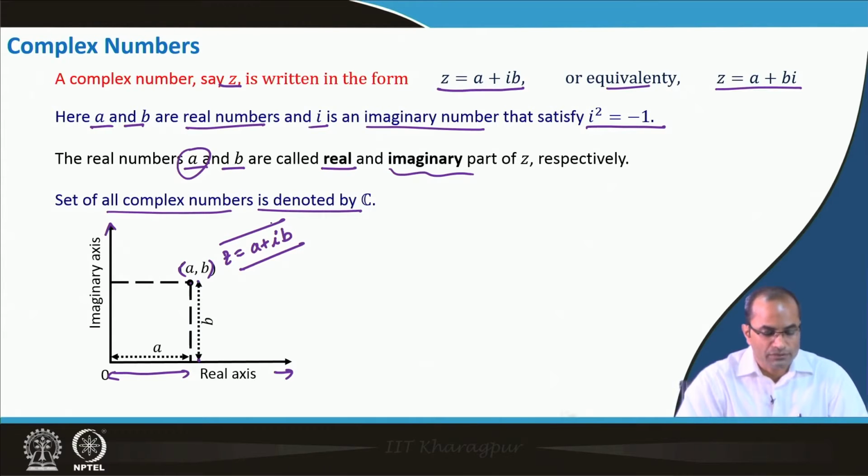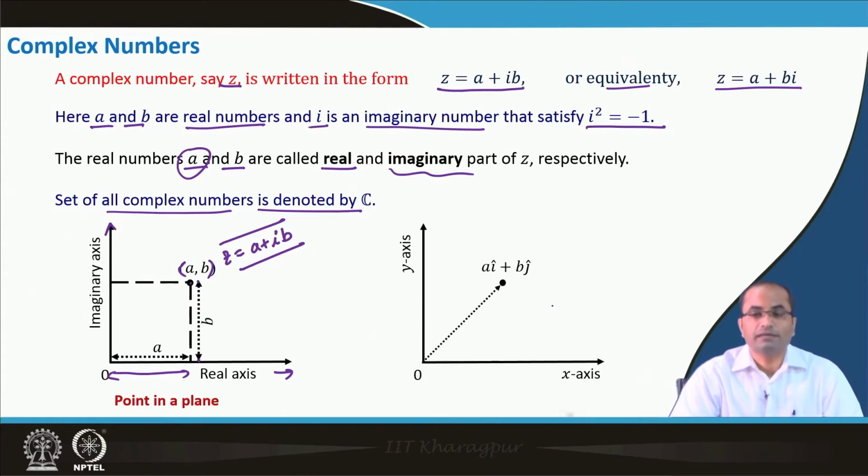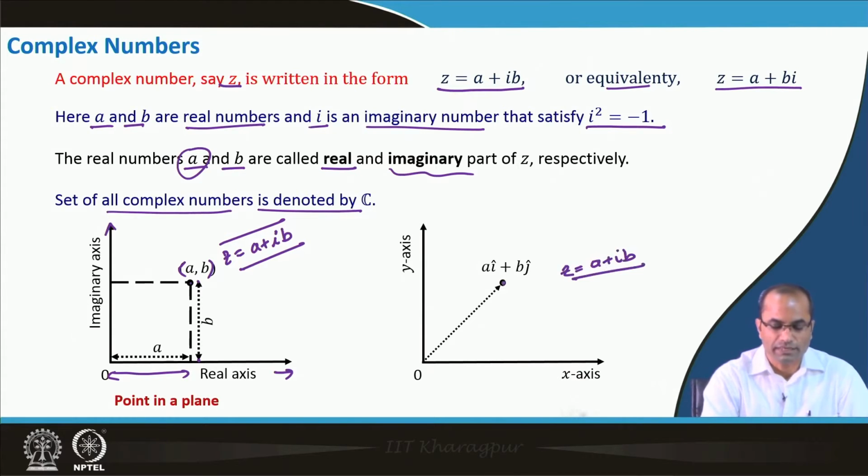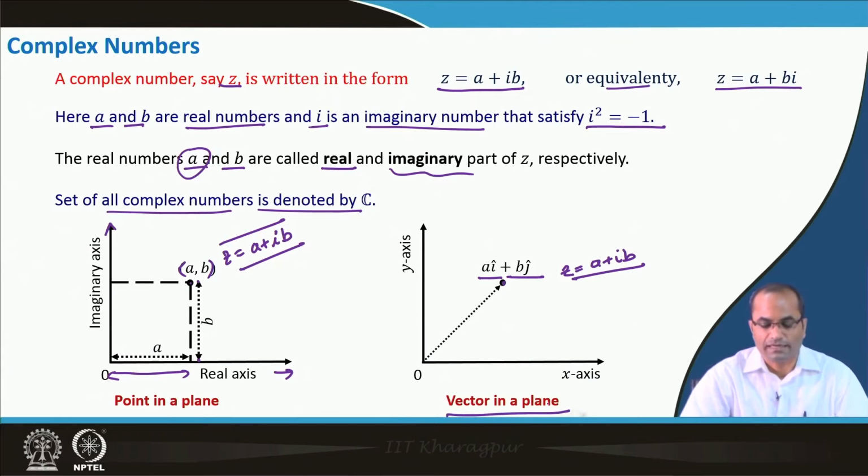The other way we can represent this geometrically is in a vector setting, which we have already covered. So, this point (a, b), or z equal to a plus i b, we can think of as a vector pointing to this point, that means a i plus b j, where i and j are the unit vectors in the direction of the x axis and y axis. So, we can define this complex number as a vector in a plane, or as a point in a plane.